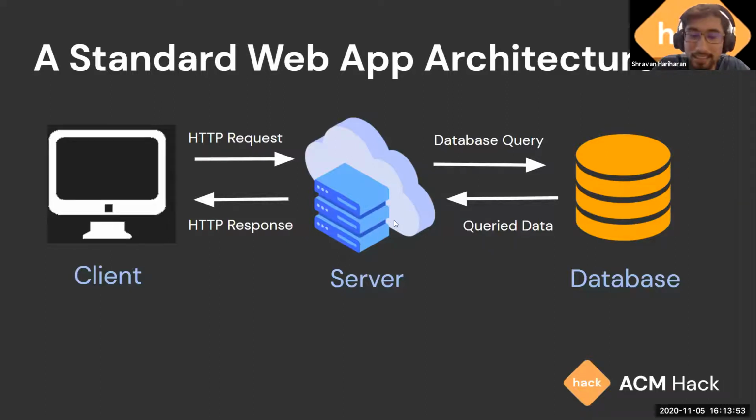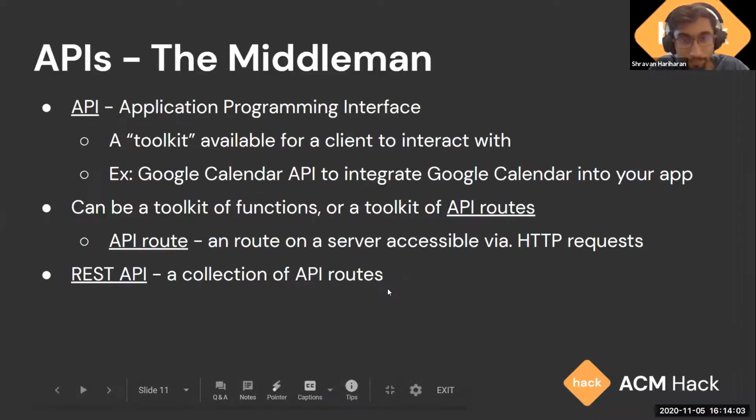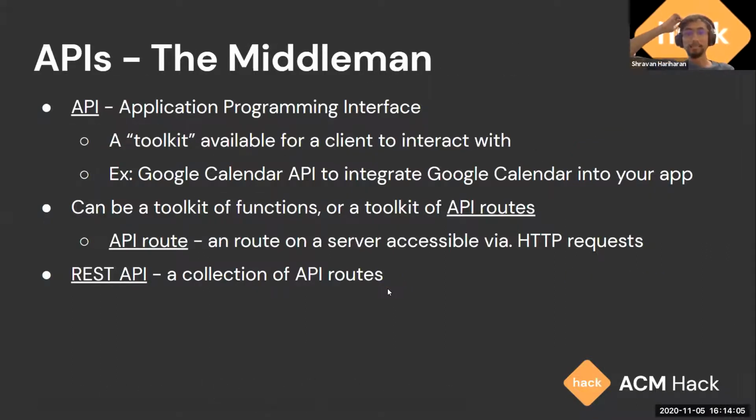And you'll notice that this is a standard infrastructure for every web application, like Google and all the big tech companies. Every company uses this architecture. So in comes the API. The API is the middleman, the bread and butter of our server that makes this communication possible.